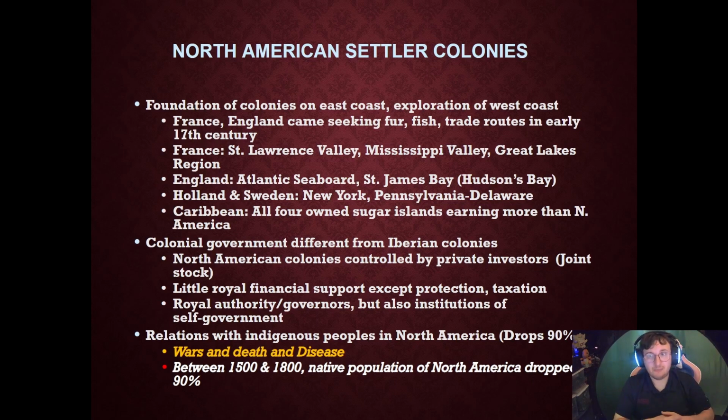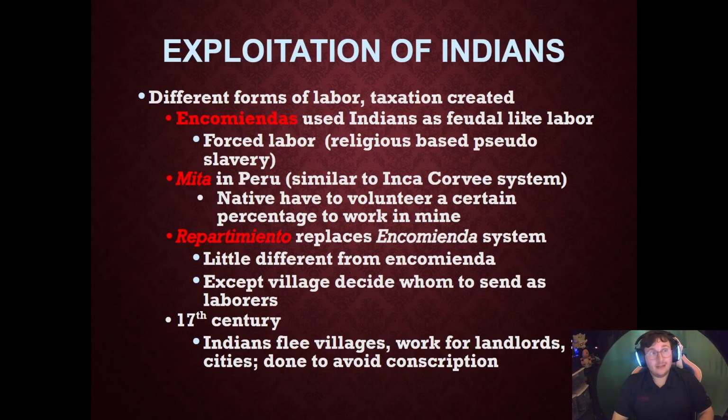In North America, the native population drops 90%, similar to the Iberian colonies. This is going to be due to wars, death, and diseases. Now, different forms of labor and taxation are going to be created through the exploitation of Indians. Of course, with the Hacienda system, which we talked about before. Then we have encomiendas, which are going to be set up, which use Indians as feudal-like labor. It's forced labor based on religious pseudo-slavery.